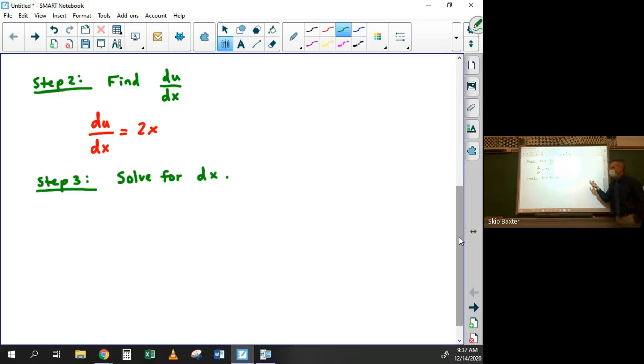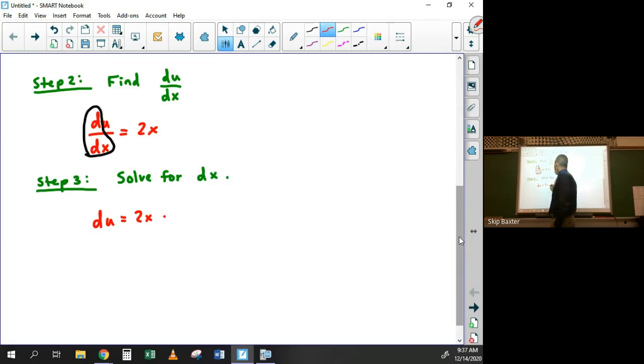Now, I've always told you that the dx is like one symbol that you can't really separate. It's not really intended to be like a fraction. This is like the derivative of u, right? But for these types of problems, we're just going to pretend like it can be cross multiplied and separated out, and we can solve for dx. So that's what I'm going to do. I'm going to cross multiply, du equals 2x dx, and then I'm just going to divide by 2x. So I get dx equals du over 2x.